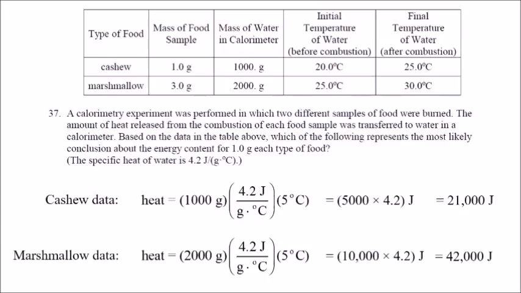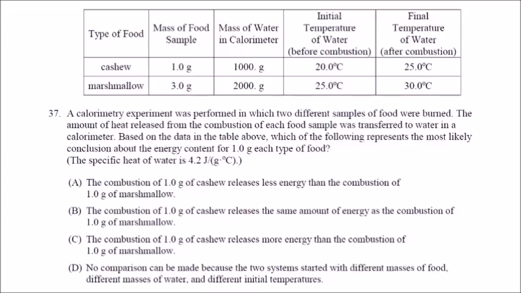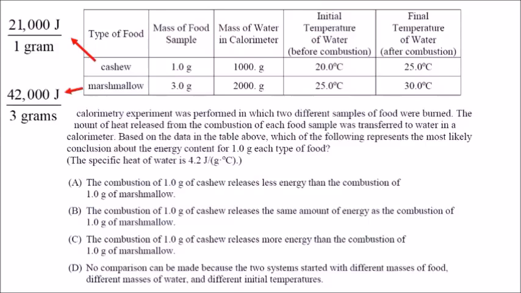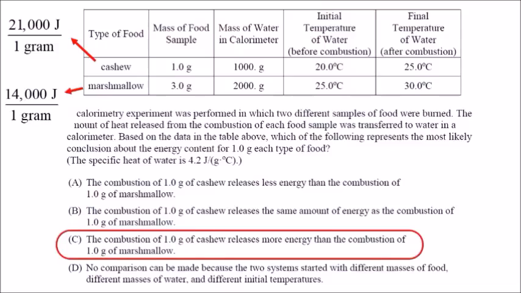So here's what we know so far. When the cashew is burned, it's 21,000 joules of heat per gram, and when the marshmallow is burned, it's 42,000 joules, but that's for 3 grams. Now if we divide 42 by 3, we get around 14,000 joules per gram. So now with this data in front of us, we can definitely pick the correct answer, which is C. The combustion of 1 gram of cashew would release more energy than the combustion of 1 gram of marshmallow.